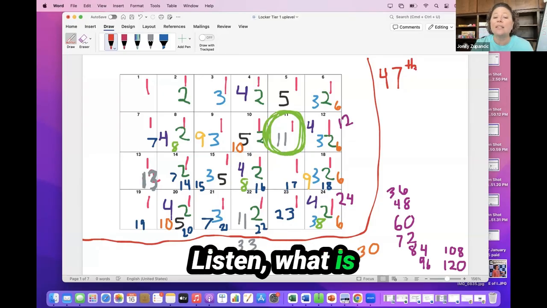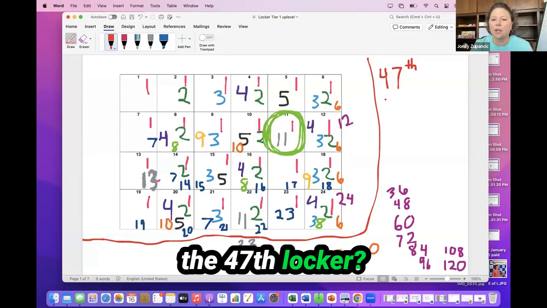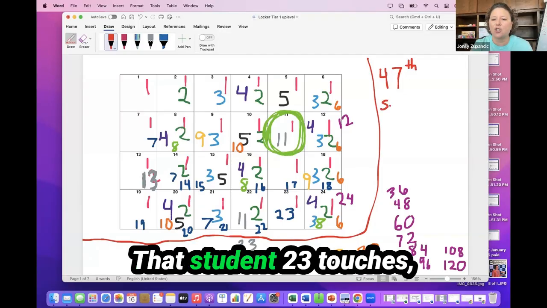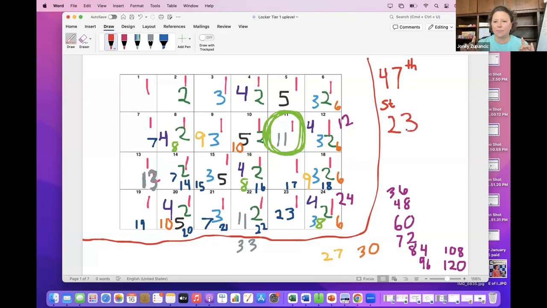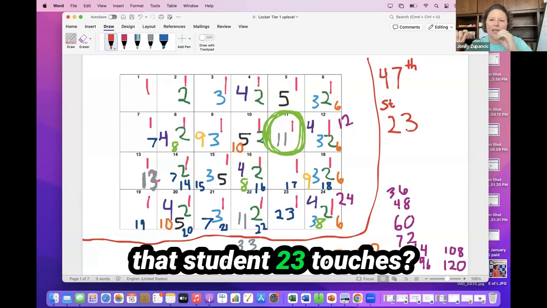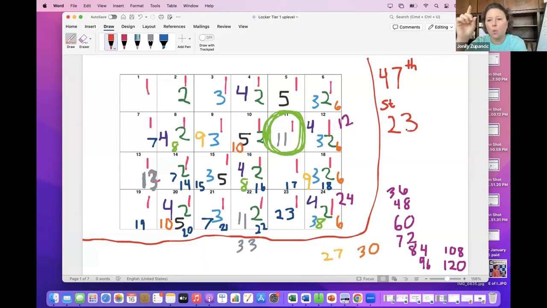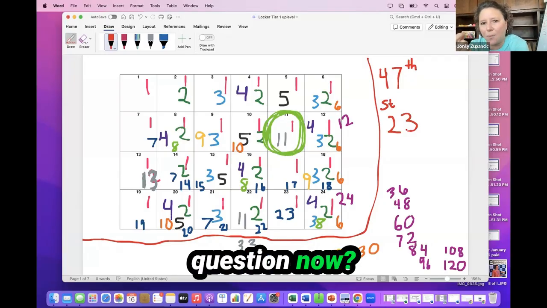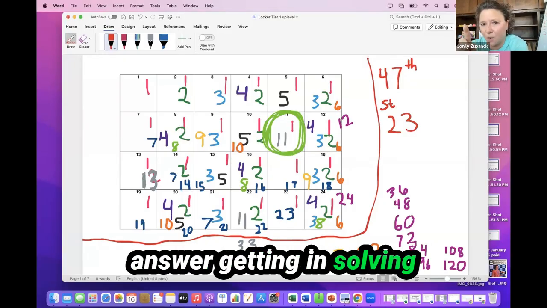Listen. What is the 47th locker that student 23 touches? Why do I ask this question now? Because this is an answer getting and solving question.